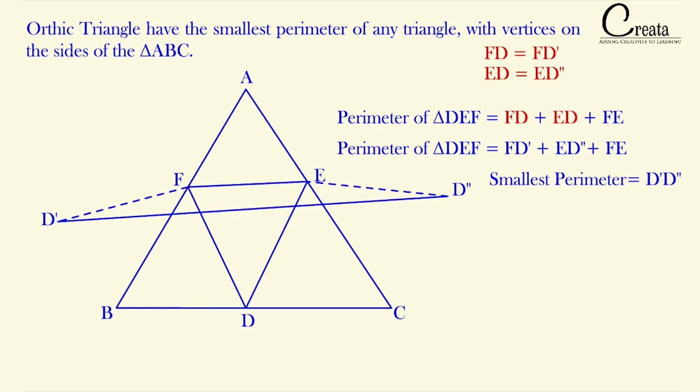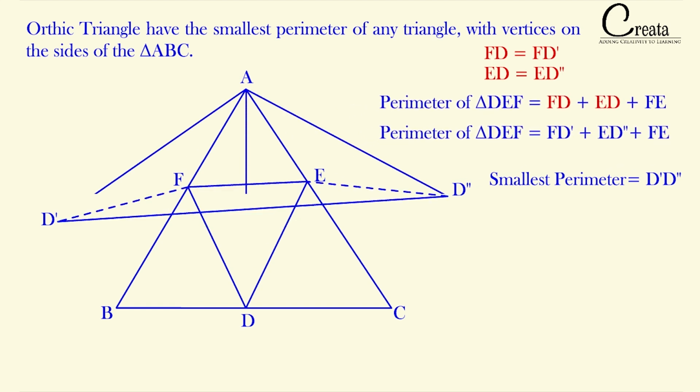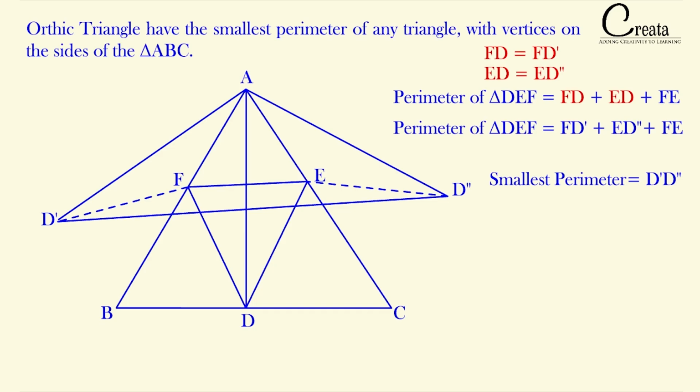Further, let's join AD dash, AD double dash and AD. Okay, we got the three line segments. Are you able to observe here line AD dash is the reflection of line AD about AB. Here AB is the mirror. Previously, we took the point D dash as the reflection of point D about AB. So we can say AD dash is the reflection of AD about AB. Got the point? So we can say AD is equal to AD dash. And similarly, we can say AD is equal to AD double dash.